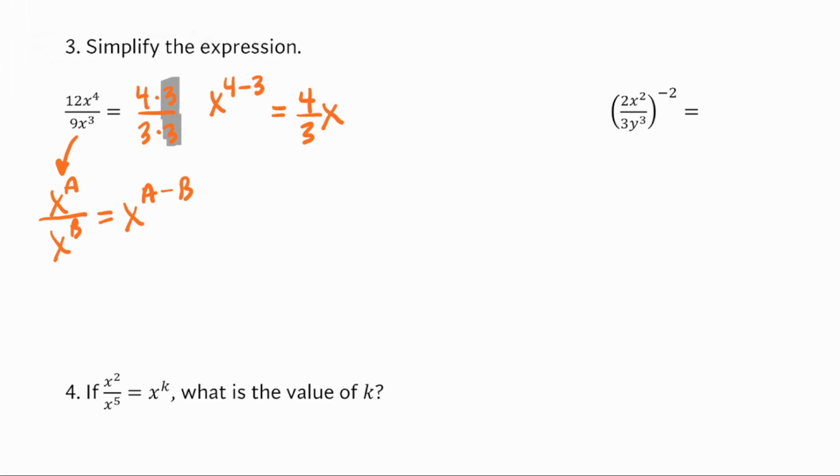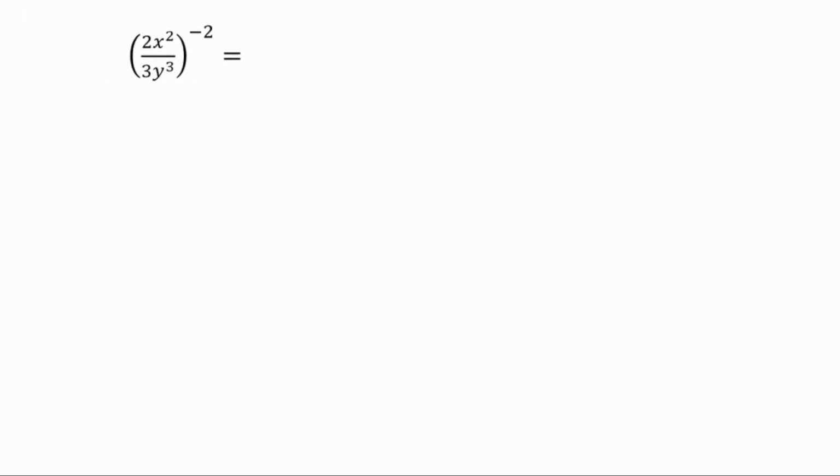Then this next one, we'll deal with the quotient. I guess it's not even related. No, we're not going to divide two things with the same base. So we're just going to apply the negative 2 power to everything. Okay, so we'll say this is going to equal, let's write this over here, 2 to the negative 2 power times x squared to the negative 2 power divided by 3 to the negative 2 times y cubed to the negative 2.